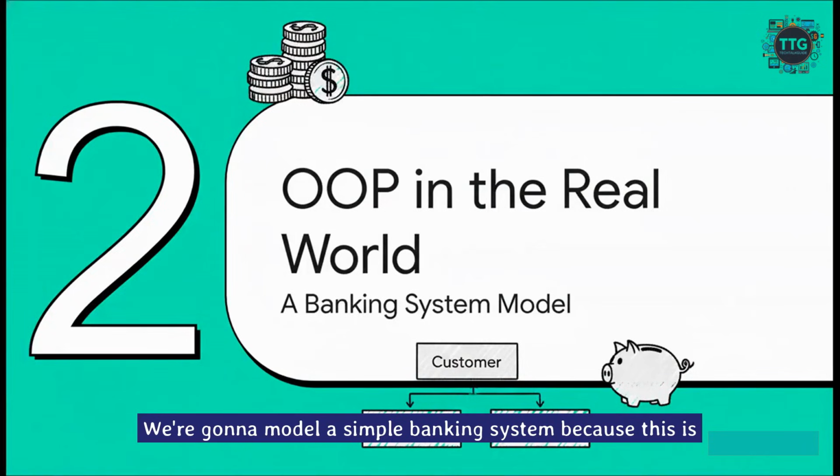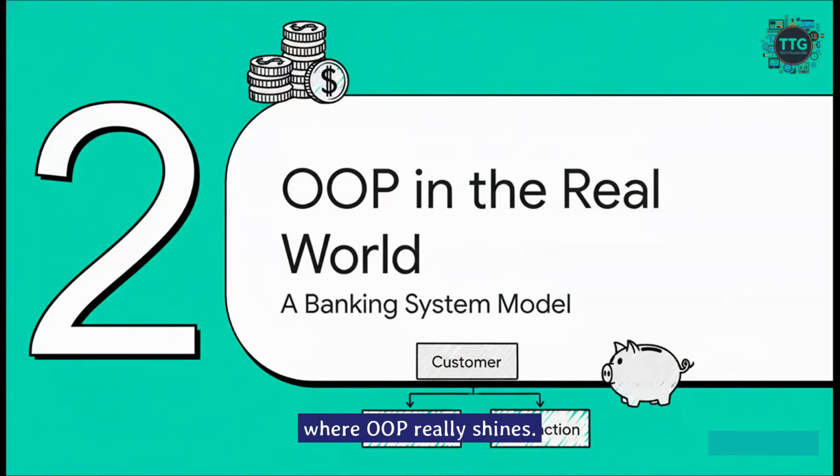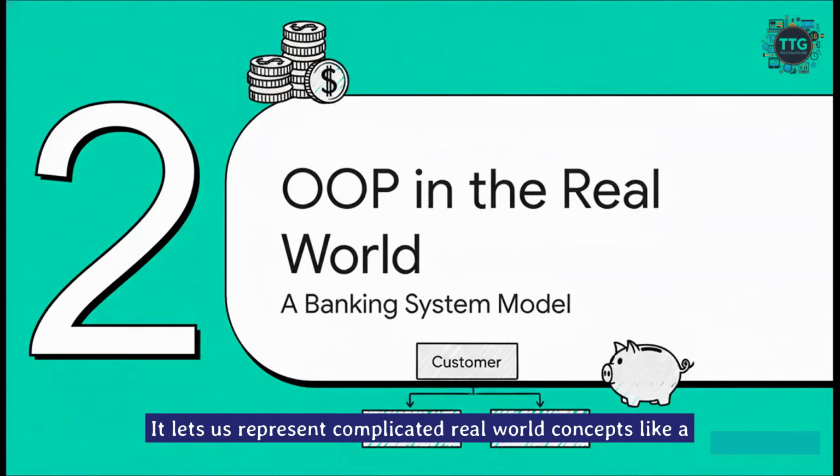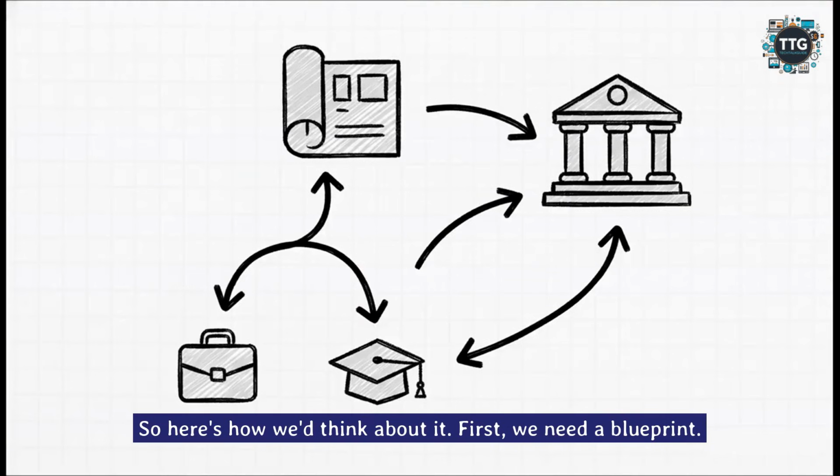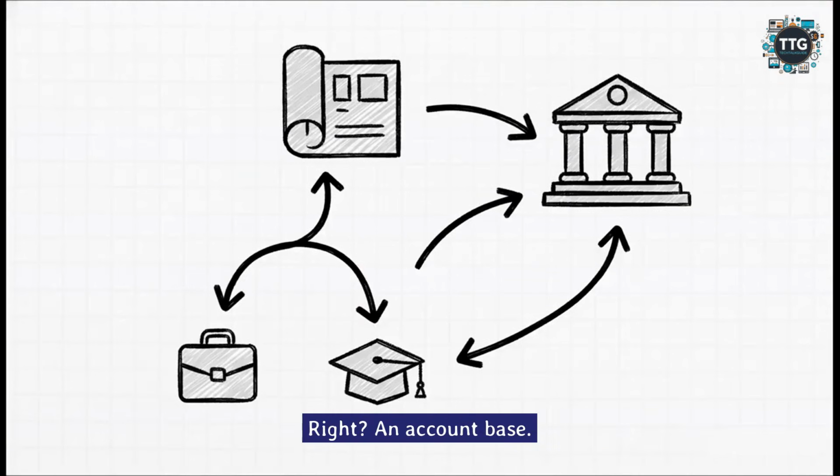We're going to model a simple banking system because this is where OOP really shines. It lets us represent complicated, real-world concepts like a bank in a really elegant way inside our code. So here's how we think about it. First, we need a blueprint, right? An account base. This is just the abstract idea of what every bank account needs.